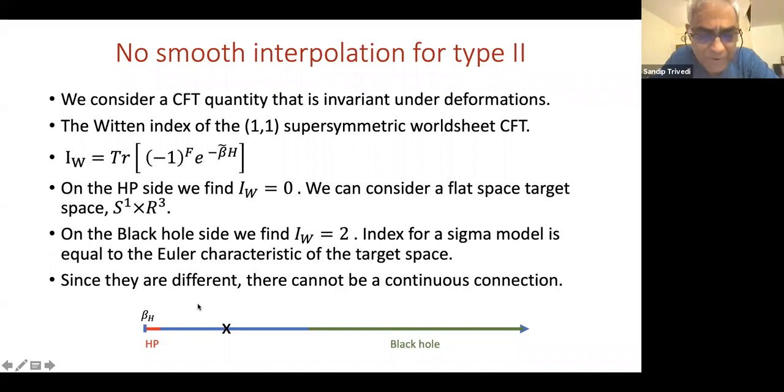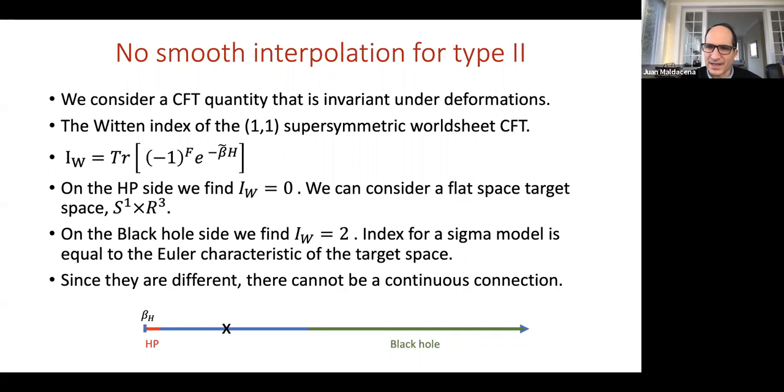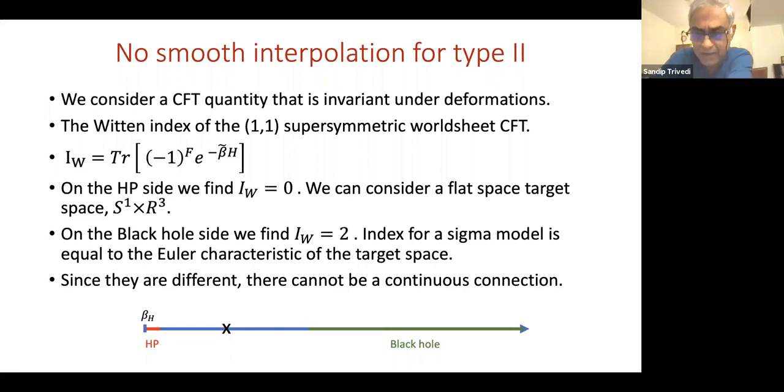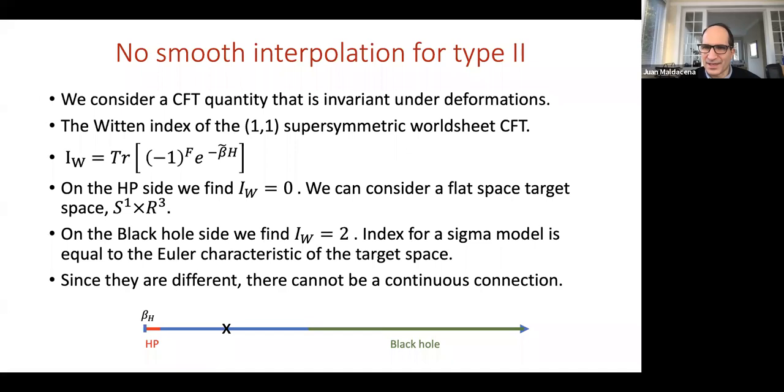Sorry, Juan, to interrupt, excuse me. Yeah, sure. Maybe you'll explain this, but how do you do the calculation on the black hole side? That is, what is the target space in that case? So the target space is the black hole manifold, right? The Euclidean black hole. So the cigar, did you mean the cigar there? Yeah, it's the whole target space of the four-dimensional black hole. It's the cigar times the sphere. Okay, just the standard Schwarzschild solution. So it's just the ordinary Schwarzschild solution in Euclidean space.